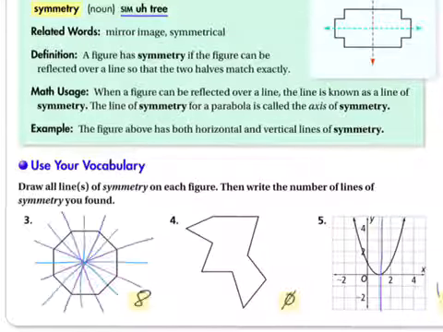So how did you do? The first octagonal shape has 8 lines of symmetry. The second shape is not symmetrical at all, so there is no line of symmetry. And the parabola, which is number 5, has 1 line of symmetry.